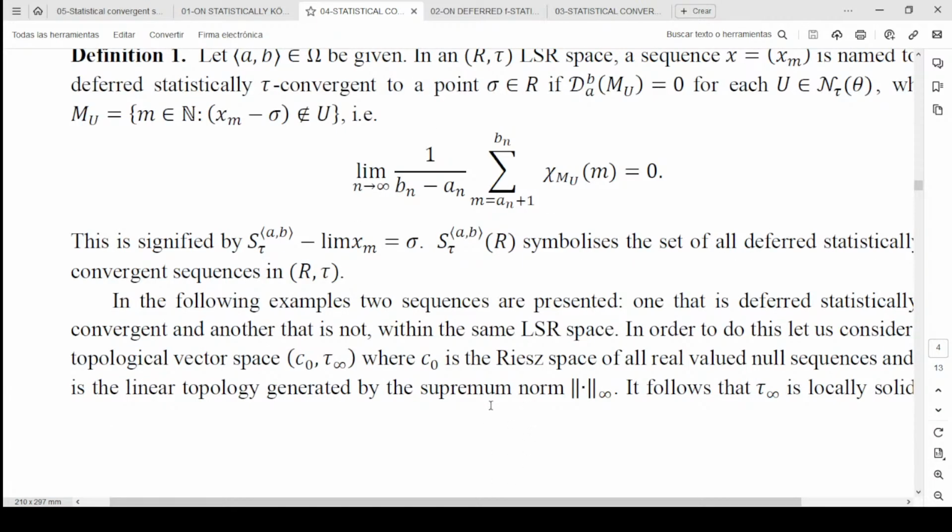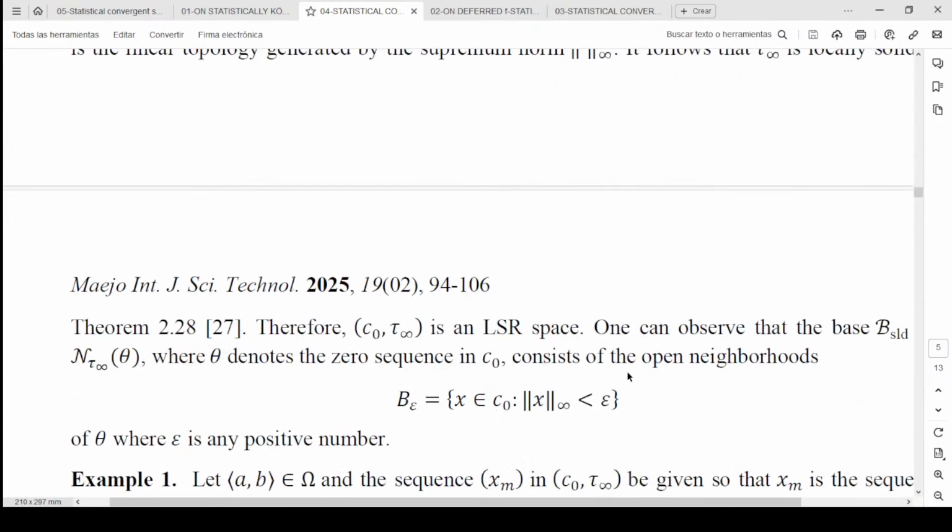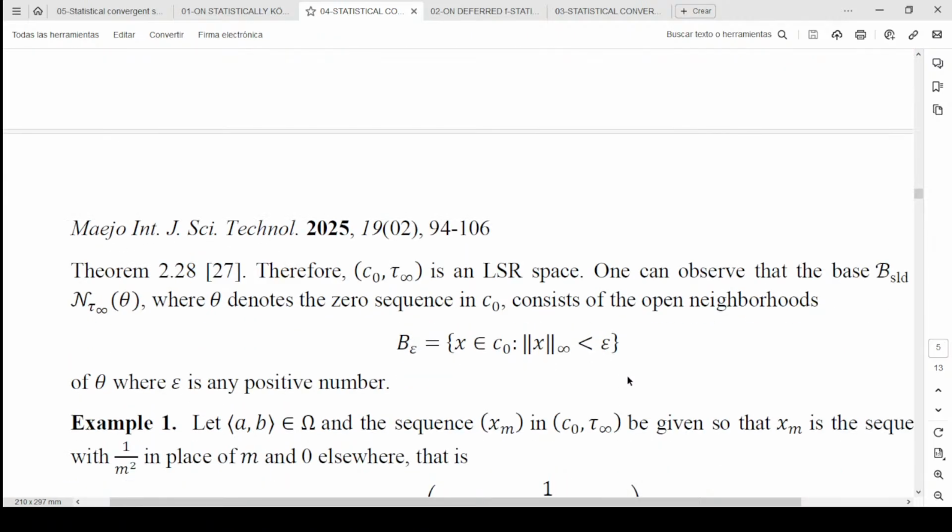In the following examples, we see that there are some sequences in some locally solid Riesz spaces that are convergent in this sense, and there are some others that are not convergent in this new sense. For example, to do this, we use the locally solid Riesz space of all null sequences.